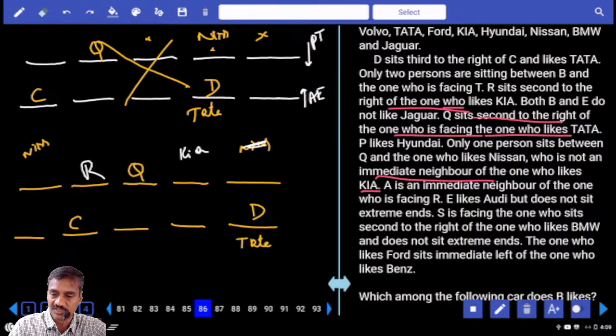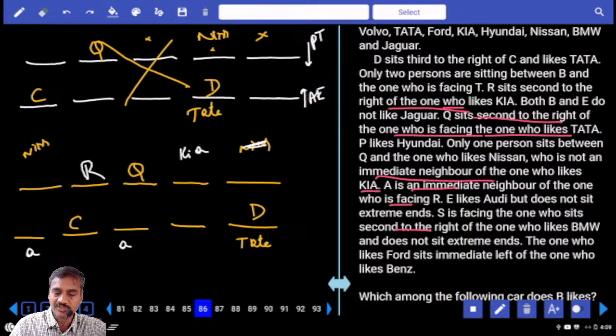Now if Nissan is here, A is an immediate neighbor of the one who is facing R, and so A can be either here or here, there are 2 different possibilities. And E likes Audi but does not sit at the extreme ends of the row. And S is facing the one who sits second to the right of the one who likes BMW.